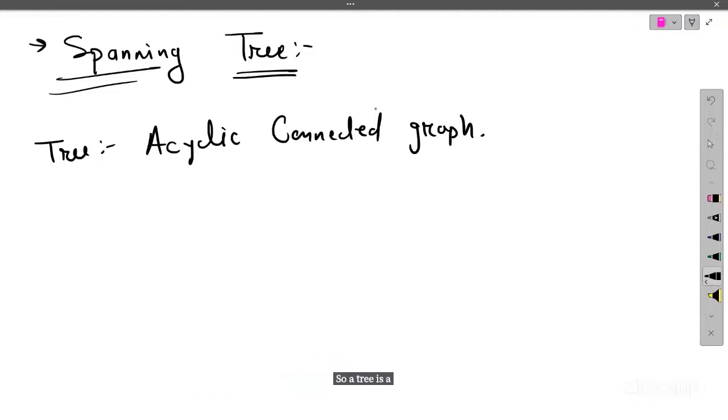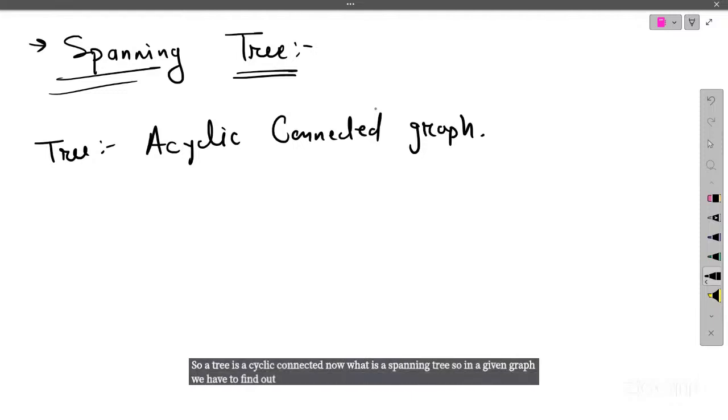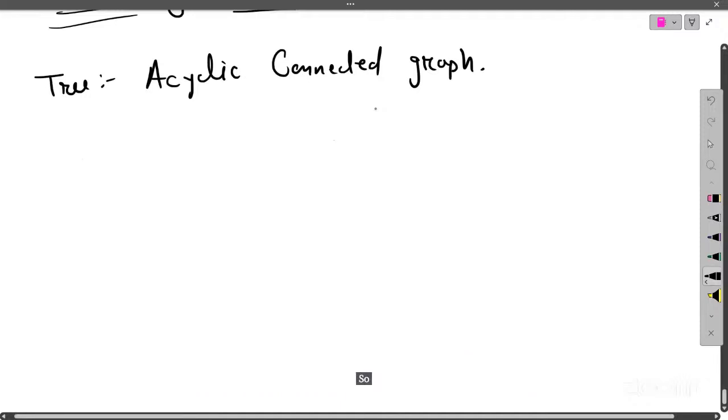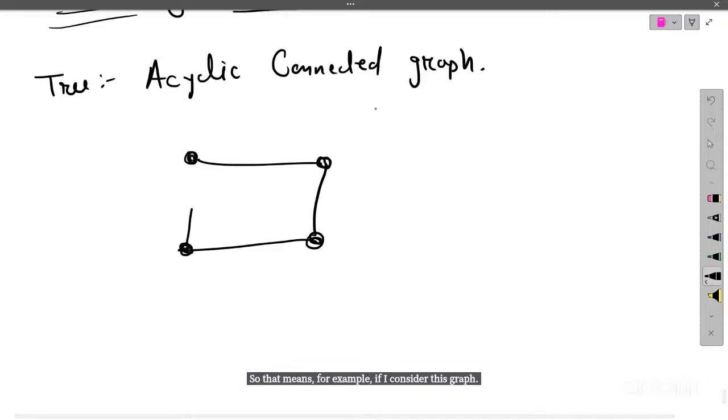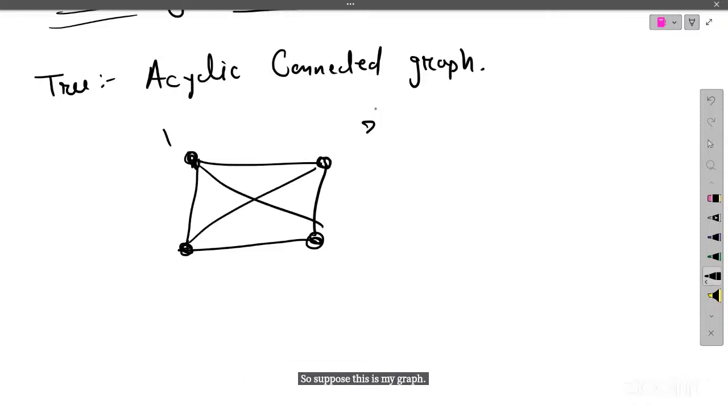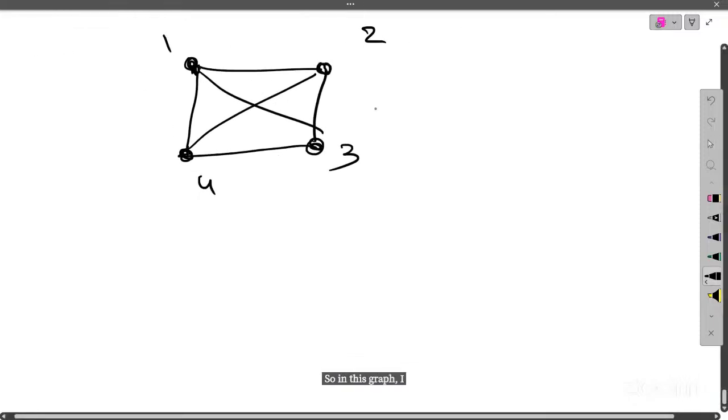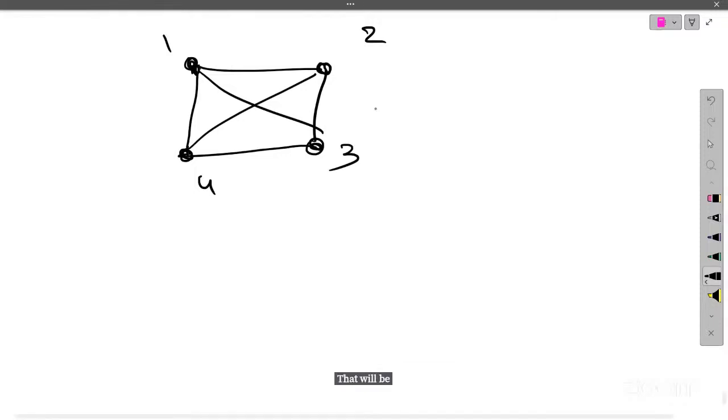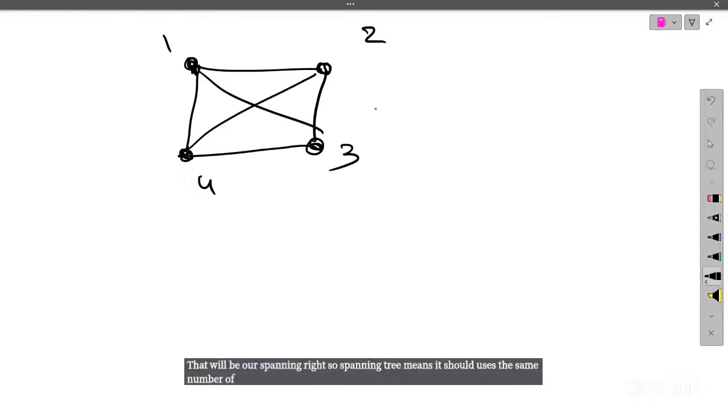Now what is a spanning tree? In a given graph, we have to find a tree which covers all the vertices. For example, suppose this is my graph with some vertices 1, 2, 3, 4. In this graph, I have to find a tree which uses these 4 vertices. That will be our spanning tree. It should use the same number of vertices present in the graph, and it should be a tree. Tree means connected and acyclic.